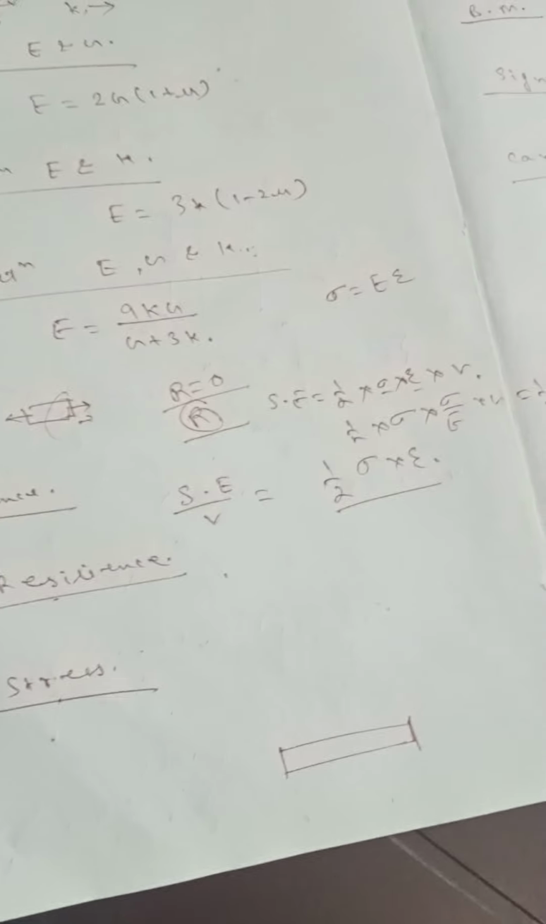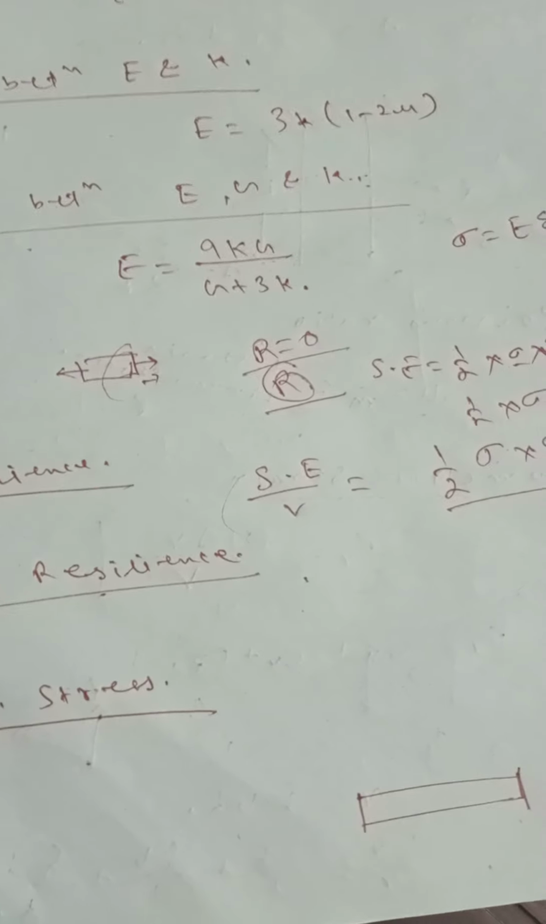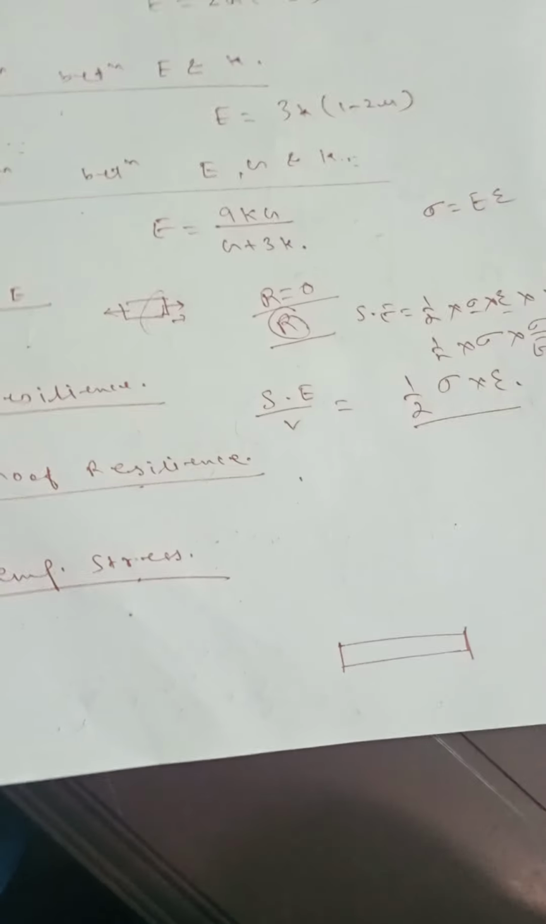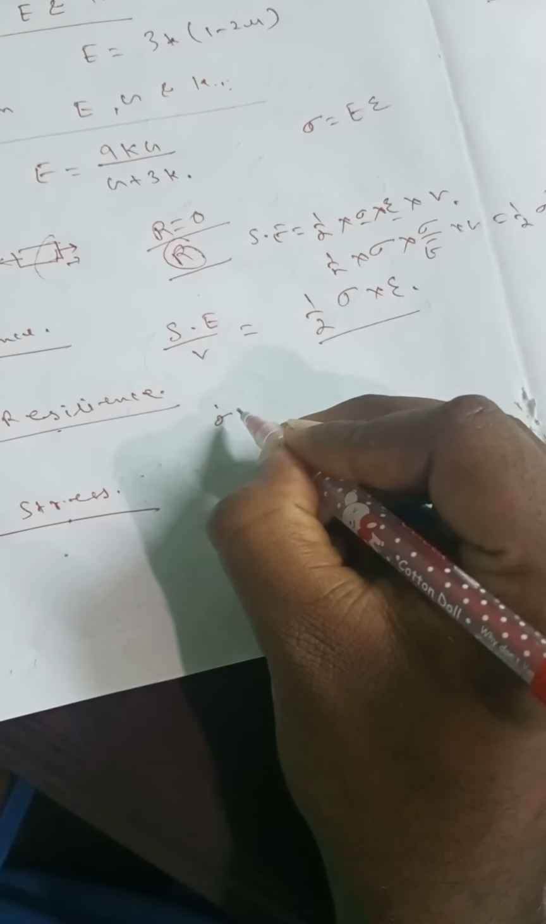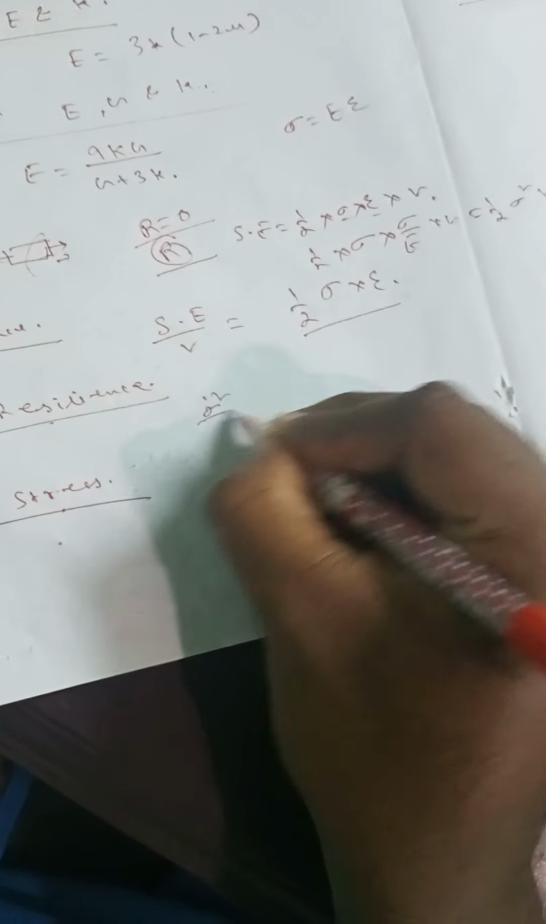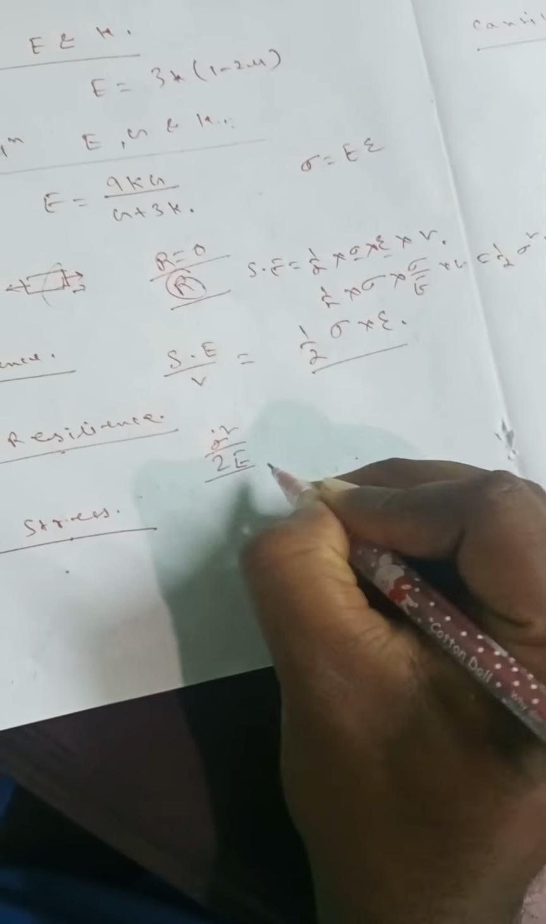Now proof resilience. What is proof resilience? The maximum strain energy which can be stored by a body without undergoing permanent deformation is called proof resilience. And its formula will be: if sigma is the stress, then sigma square divided by 2E is the proof resilience.